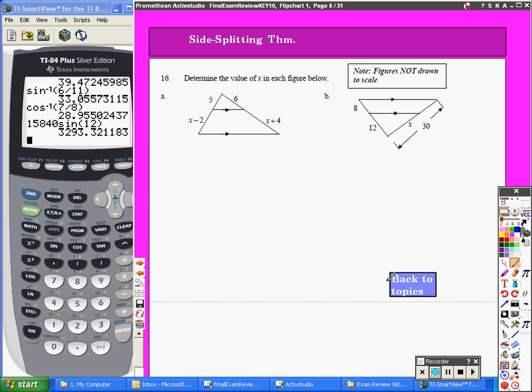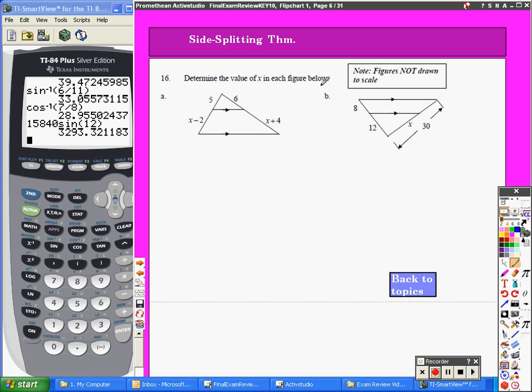Okay, problem 16 should take you way back to similar figures, specifically similar triangles, and the side-splitting theorem. The side-splitting theorem said that if we had two parallel lines in a figure, they would cut the sides into proportional parts. So we could set up a proportion to solve. Now, there's lots of different ways to do this, and I'm just going to show you one of them.